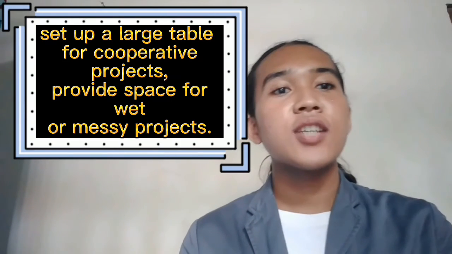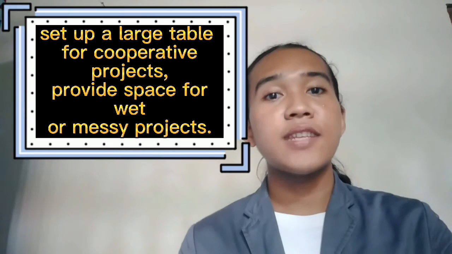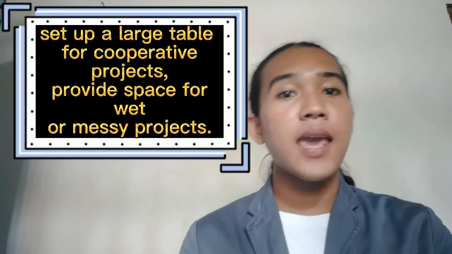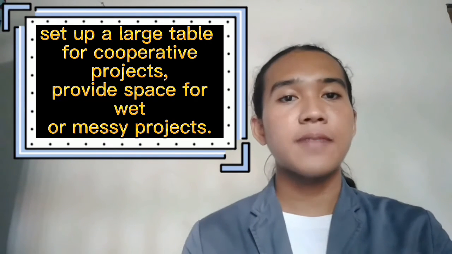The third type of room structuring is the activity-oriented classroom. Set up a large table for cooperative projects. Provide space for wet or messy projects.